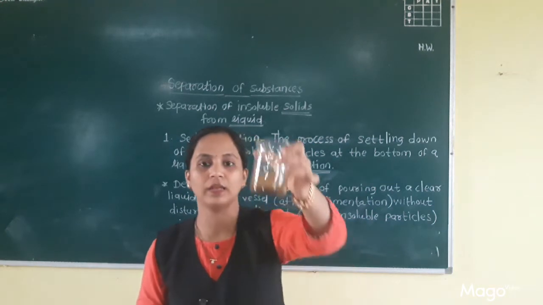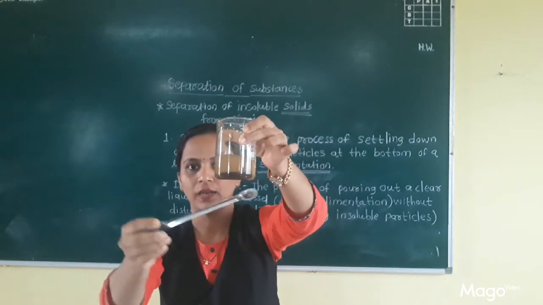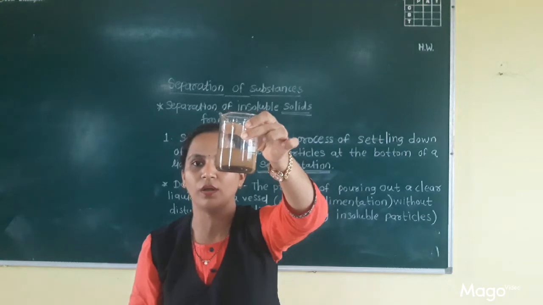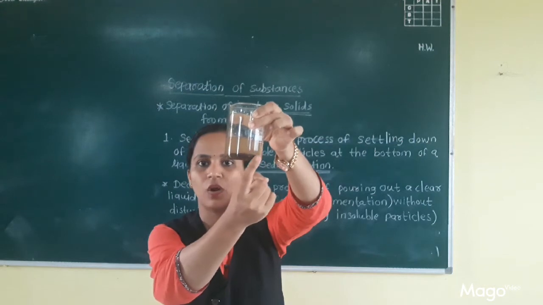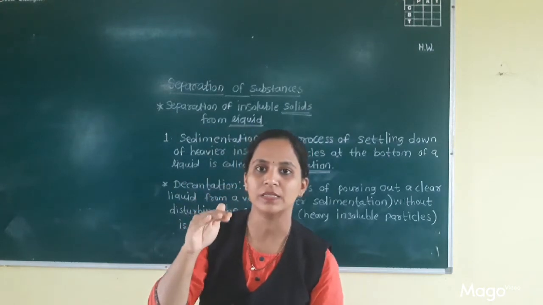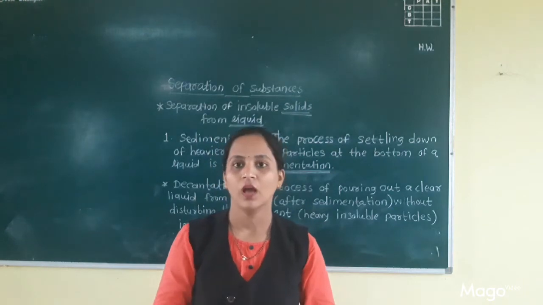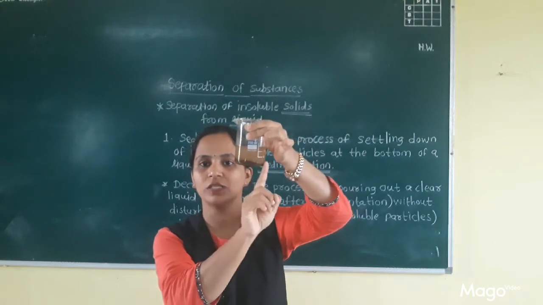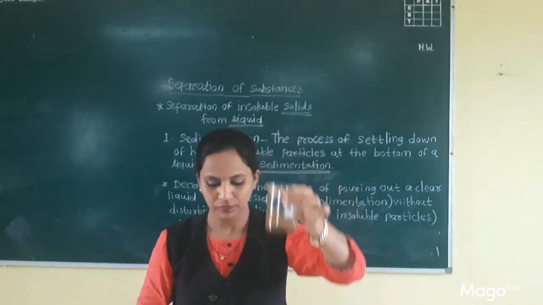Here you can clearly see two layers. The upper layer is of water, and at the bottom all the sand particles have settled down because sand is insoluble in water. This lower part is called sediment. The insoluble particles settle down at the bottom, and that layer is called sediment. Here, which insoluble substance acts as sediment? The sand particles are the sediment, which are insoluble and have settled down at the bottom.